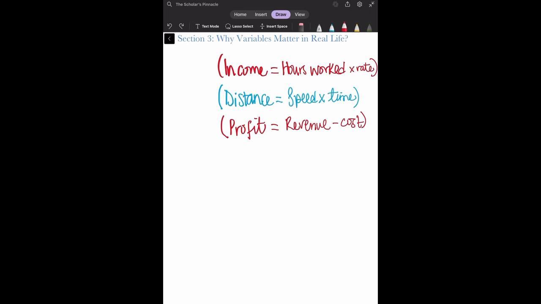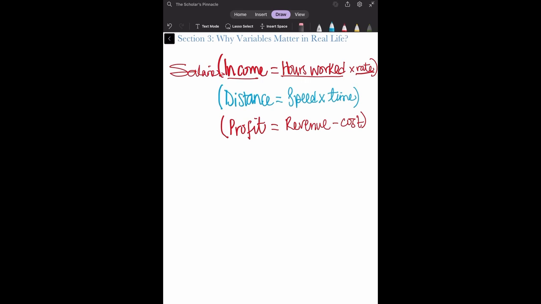Section 3, why variables matter in real life. You might be asking that question, and they do matter. For example, you have a job, you make an income, and that is applicable in salaries, okay? Your hours worked are multiplied by the rate that you agreed upon, and that gives you your income, right?